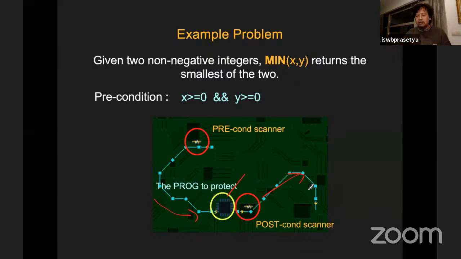And some of those data packages are red, they are corrupted. And the idea here is to build the pre and the post condition scanner. So there are the little things here that are supposed to be scanners. And the task of the scanners is to mark corrupted data so that they can be shut down.